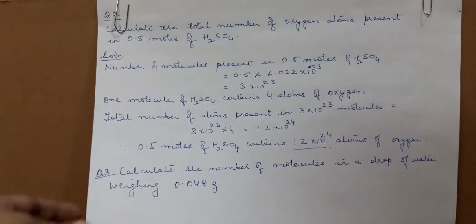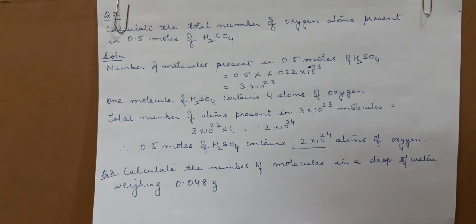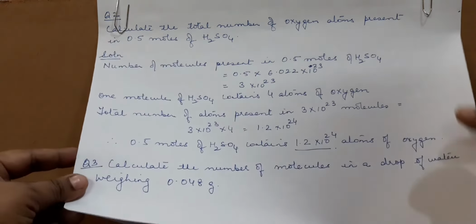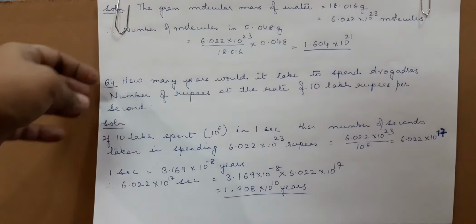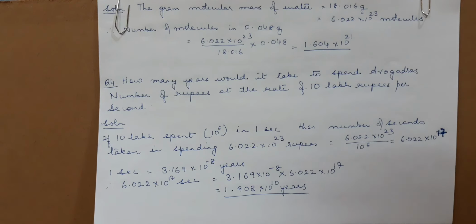Then you have another question. Calculate the number of molecules in a drop of water weighing 0.048 grams. Molecular mass of water is 18. I have taken it as 18.016 because we have 1.008 in terms of hydrogen. You can take it as 1 also, so you will find it as 18.